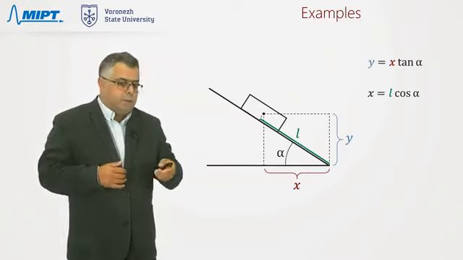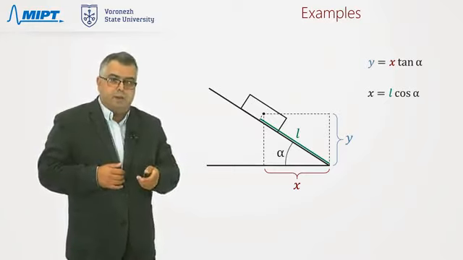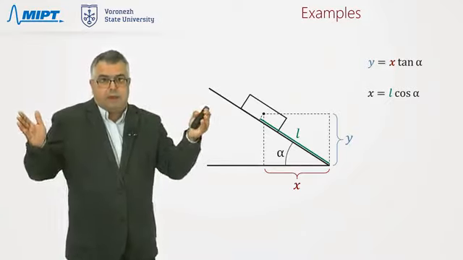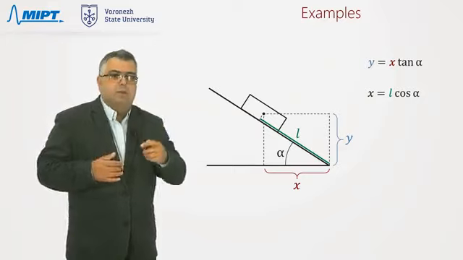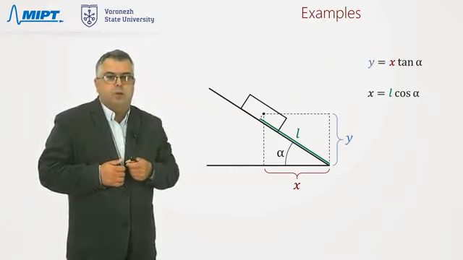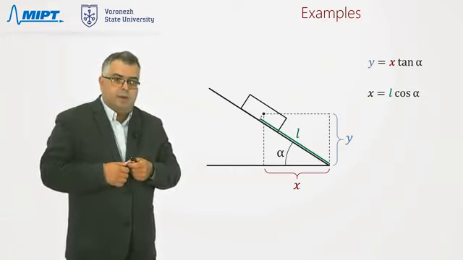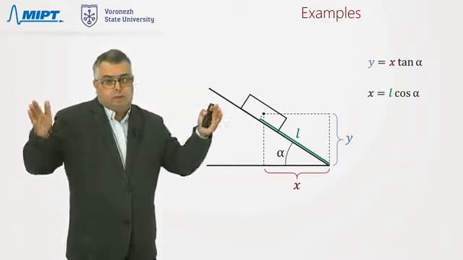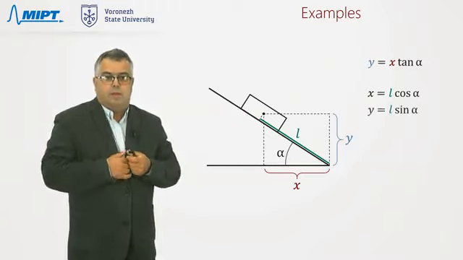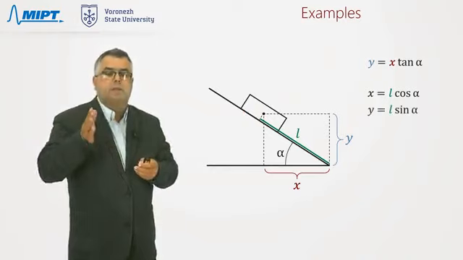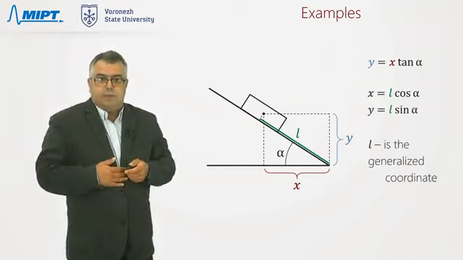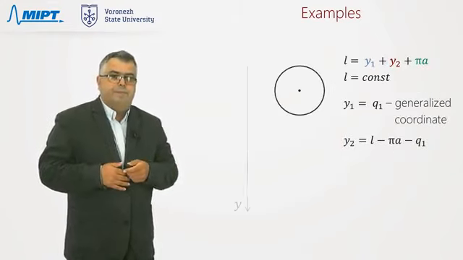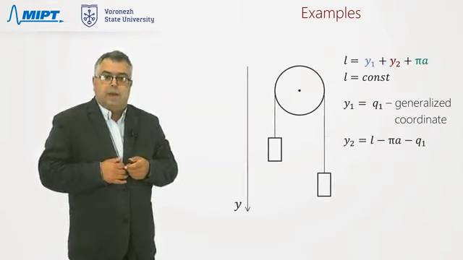Why? Because we have a constraint, and that constraint connects the y and x coordinates. If L is the distance between the origin of our ramp and our bar, then by using these two formulas, we can connect the x and y coordinates. So L, in that case, is a generalized coordinate. Now let's consider an Atwood machine.